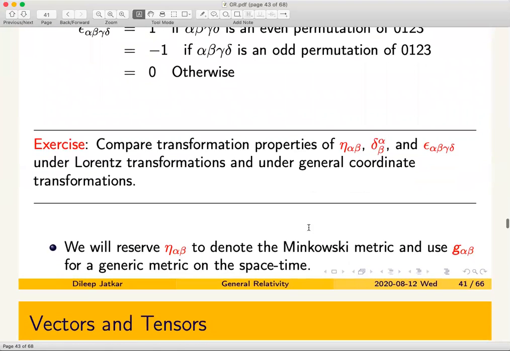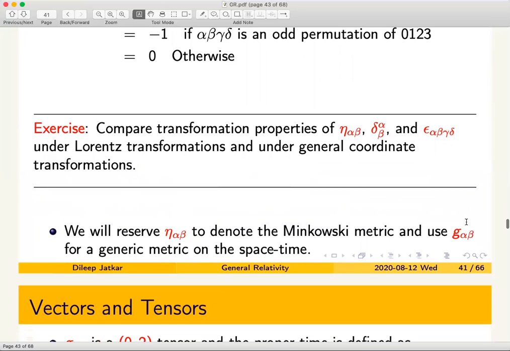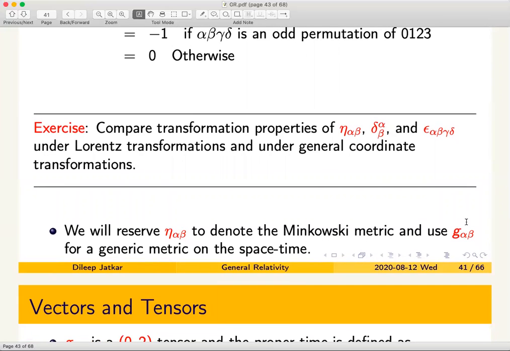Okay, so what we will do is reserve η_αβ to denote the Minkowski metric, just to use the same notation that we used when doing special relativity. For a generic space-time metric we will use g_αβ. So whenever we say g_αβ is equal to η_αβ, we are showing that we are looking at the Minkowski metric. So η_αβ will always be reserved to denote the Minkowski metric.